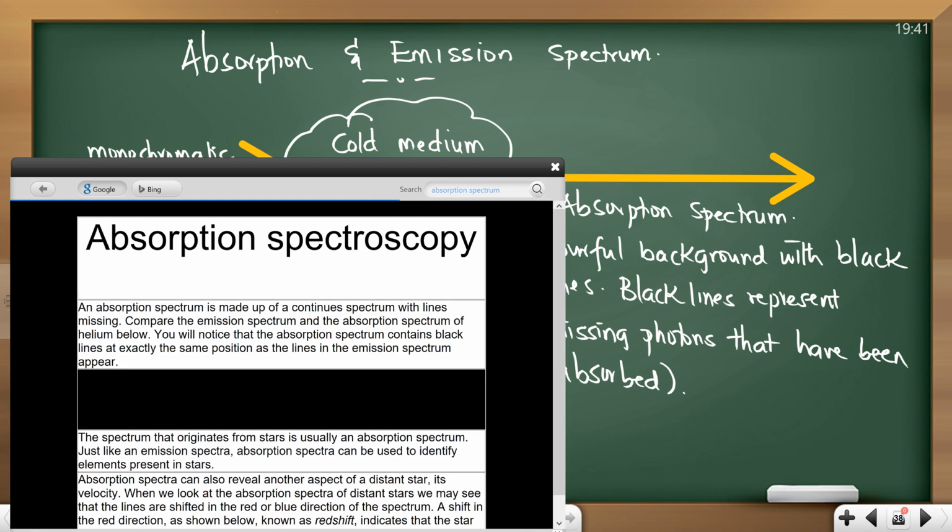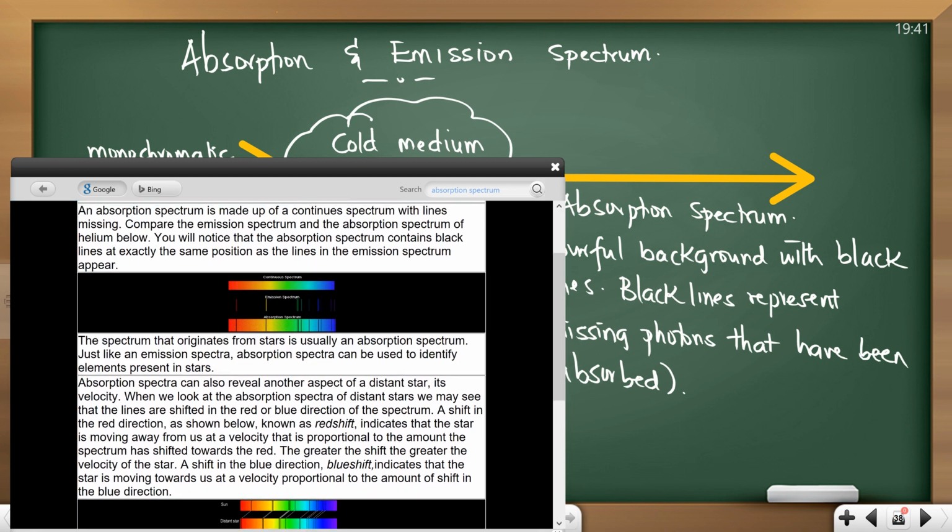I wanted to quickly say that. What do you notice? Do you see the continuous spectrum? The light is a flow. There are no lines. Check your absorption spectrum. What do you see? Do you see a background? But you see missing photons there. Those photons have been what? Absorbed.